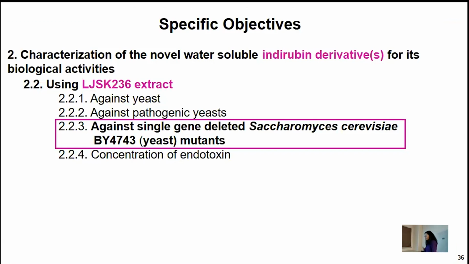Now, up to this point, we know that the extract that we isolated or harvested has some biological activity. It can inhibit the growth of prokaryotic cells, and it can also inhibit the growth of eukaryotic cells. And particularly when this 236 extract is treated against the yeast cells, the cells are taking more time to divide. Now, to get an idea about which genes the extract is affecting, because of which the yeast are taking more time to divide, we screened yeast mutants. For screening, we picked the Saccharomyces cerevisiae BY4743 yeast mutants.